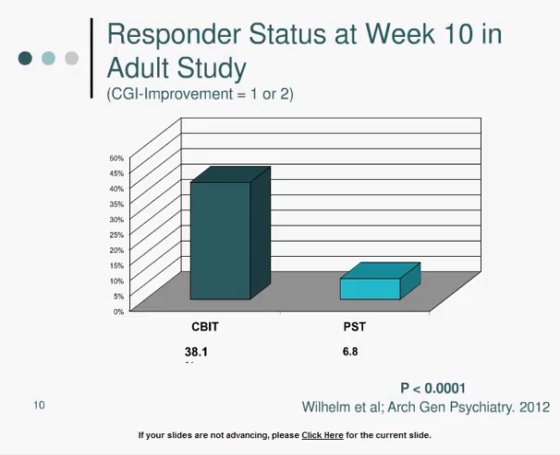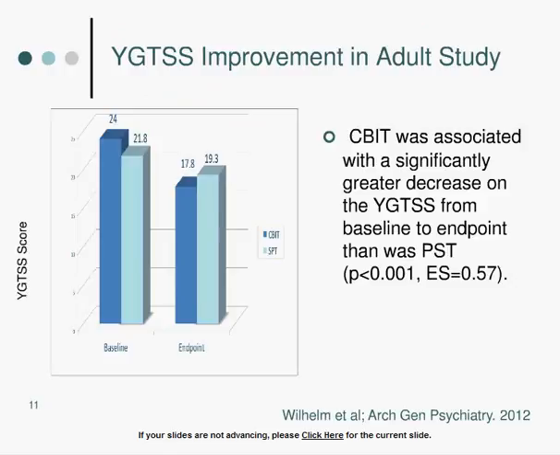And I also want to show you the results on our tic severity measure. Again, this is the YGTSS, the Yale Global Tic Severity Scale. And of course, once again, high scores mean that the tics are severe. And on the left again, you see the baseline data. And on the right, you see what happened to the patients by the end of treatment. And once again, you can see that CBIT was associated with a greater decrease in terms of tic severity on this measure.